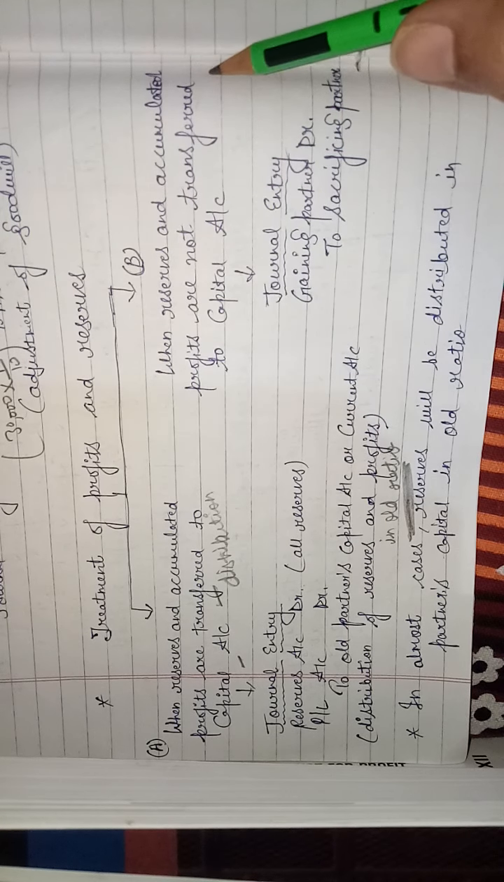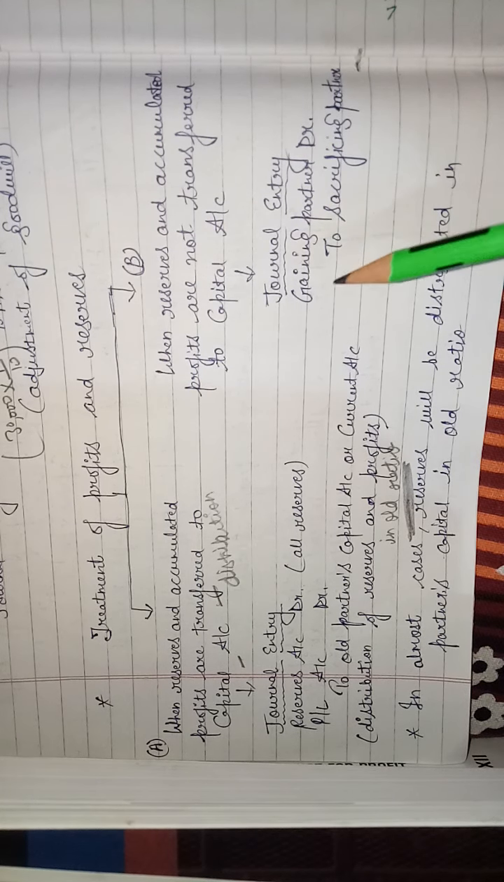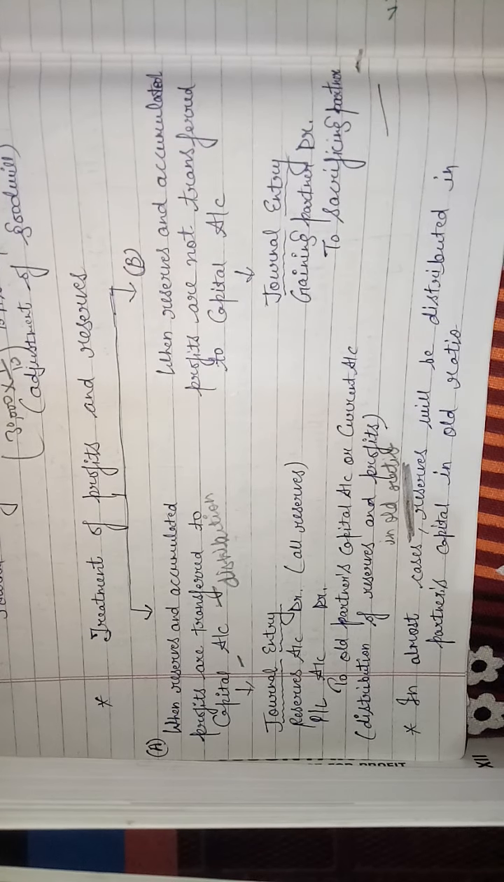But if partners don't want to distribute reserves and profits, then we will make the entry like the treatment of goodwill: gaining partners capital account debit to sacrificing partners capital account. Clear?